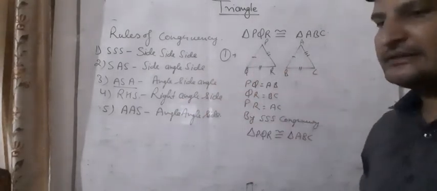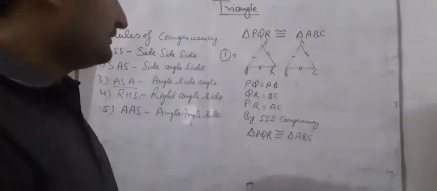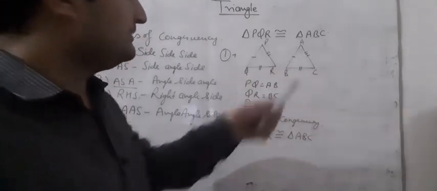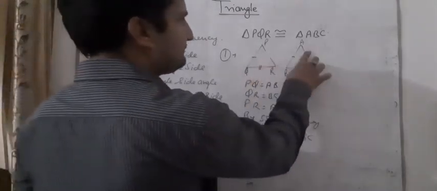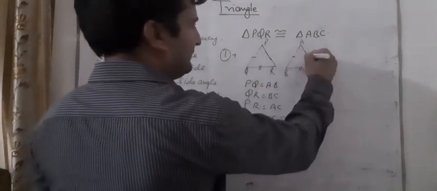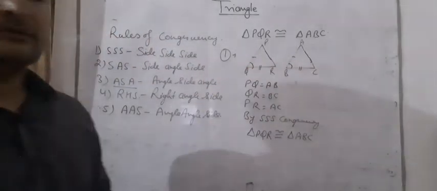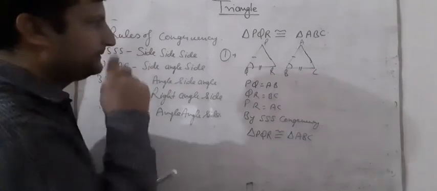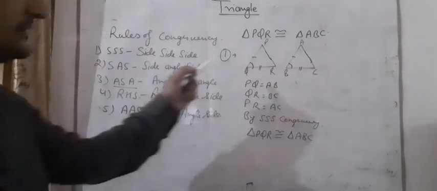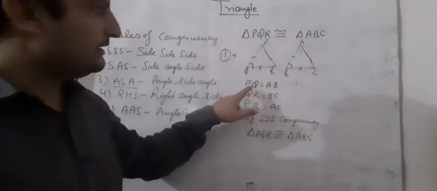Similarly, if I am saying SAS, suppose the same figure is this one, you can make it PQR and ABC. Suppose in this figure I am changing only one thing: this angle is equal to this angle. Now, students, this is side angle side. Side angle side means PQ is equal to AB.